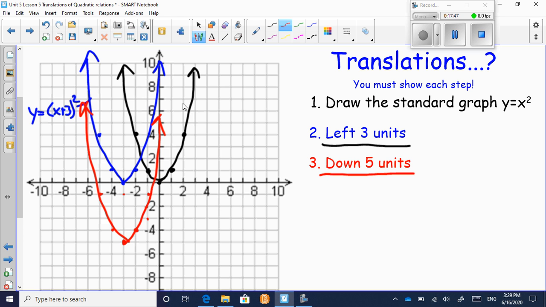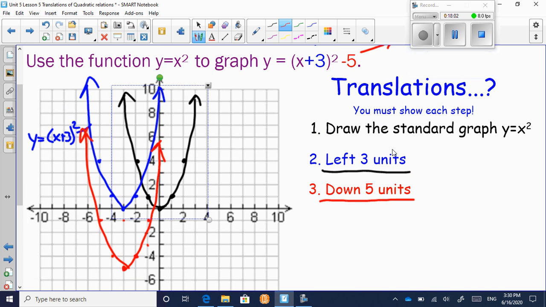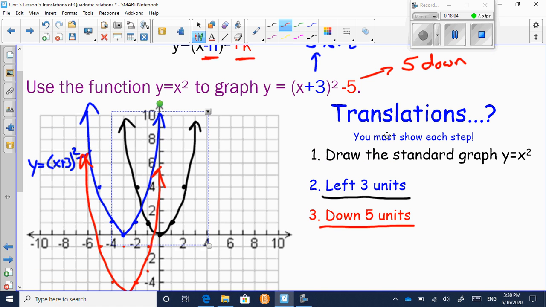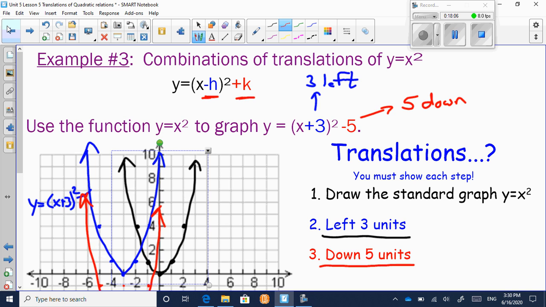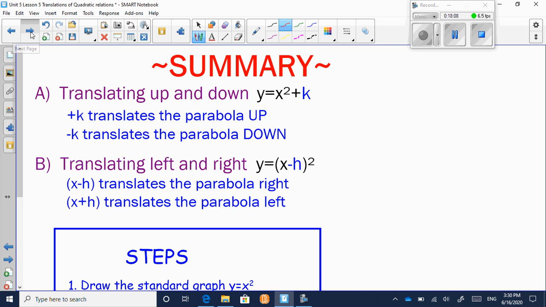And I could have just taken my bread and butter parabola right to begin with, and I could have just grabbed it and brought it over 3, down 5. That's what these translations were doing to it. Okay? Over 3, down 5.